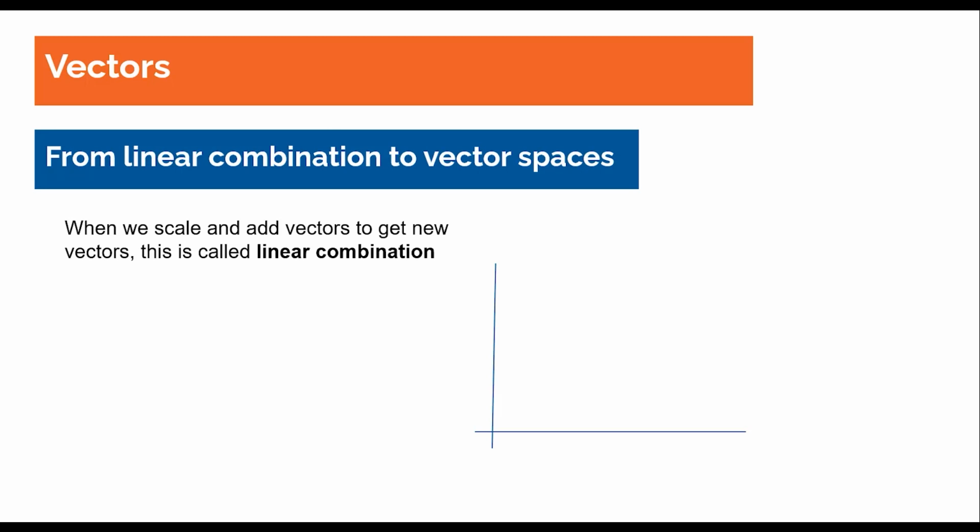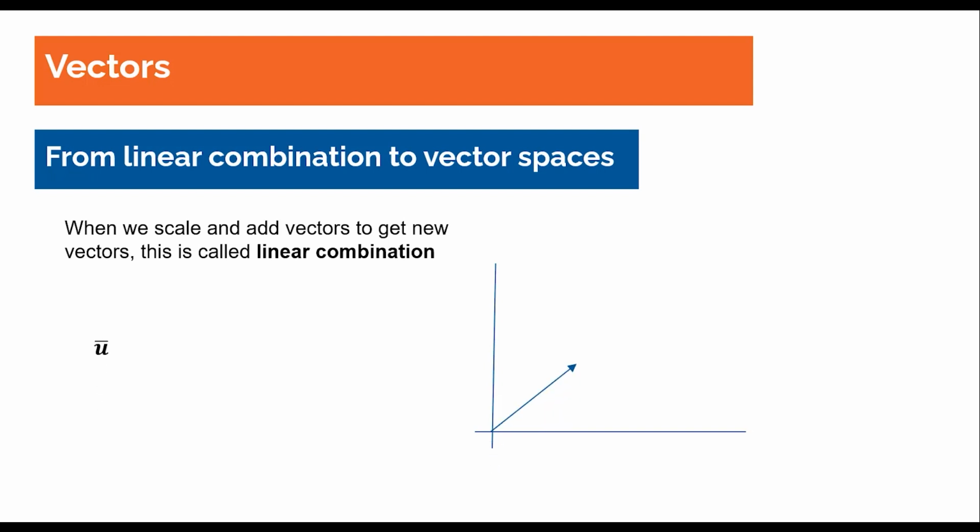Now let's talk about linear combination, a very important concept in linear algebra. So far we have defined three operations: vector addition, scalar multiplication, and dot product. The result of dot product is not a vector, it's a single number. So in order to create new vectors from existing vectors, we have two operations: vector addition and scalar multiplication. Linear combination is using these two operations to create new vectors.